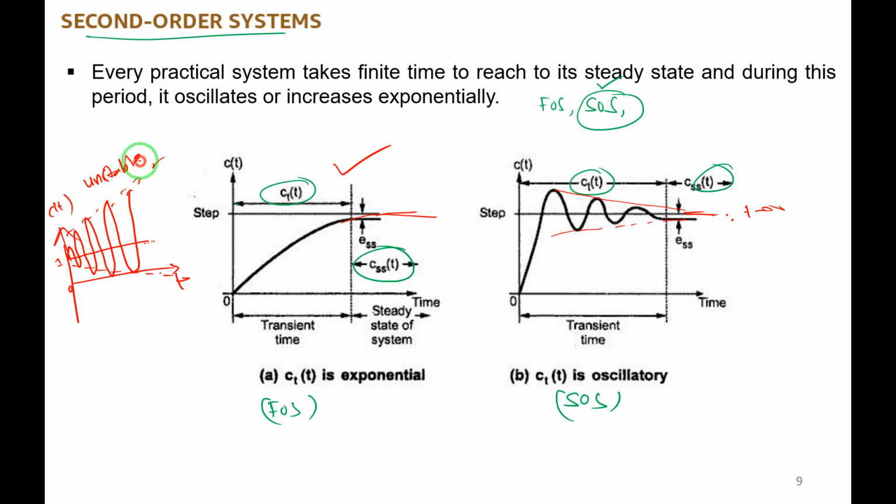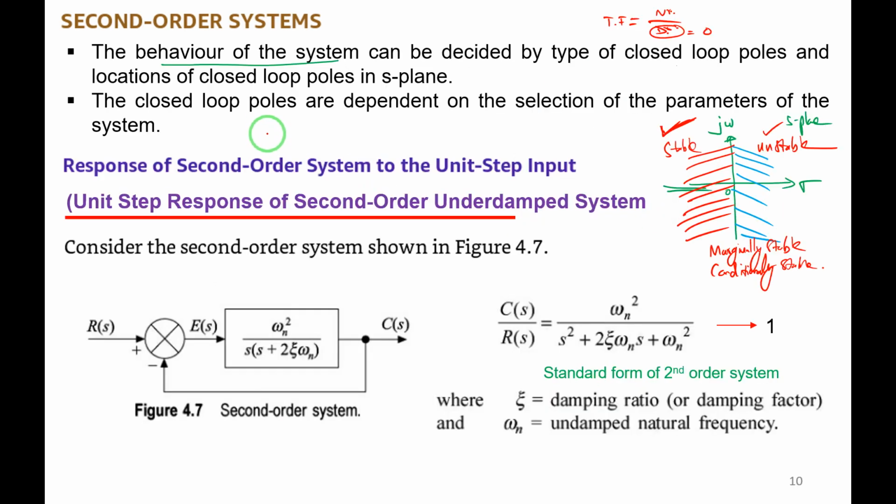These are unstable systems. These two are stable systems because at time t equal to infinity, they are going to achieve the final value or steady state value. I'll stop recording here. With these, all things will be discussed tomorrow.